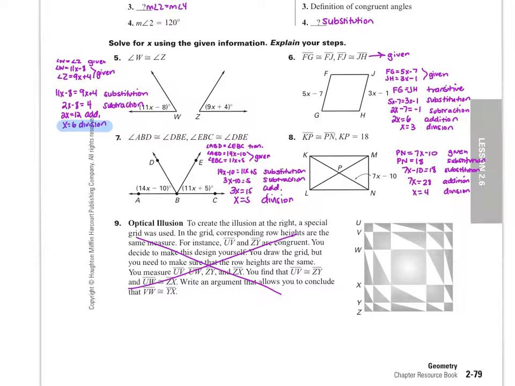7, ABD would equal DBE, and DBE would equal EBD. So again, transitive. Substitute in their equations. Subtract the 11x, add the 10, divide by 3. And 8, if KP equals PN and KP is 18, then PN equals 18, that's substitution. Then 7x minus 10 equals 18, that's also substitution. Add the 10, divide by 7, and you get x equals 4.